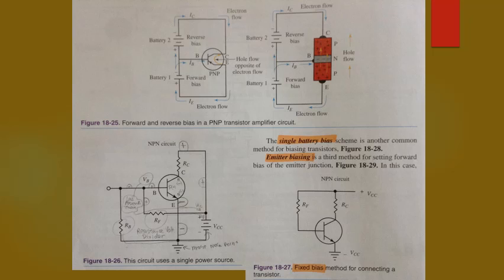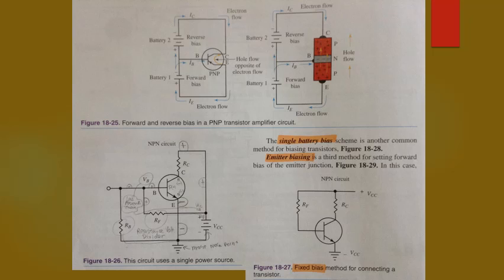Methods of bias. The fixed bias method is shown in figure 18-27. Notice that the resistor RB has been omitted. This circuit sets a constant base current. This bias is used for switching circuits. A switch is inserted in the base to control current through the emitter collector.